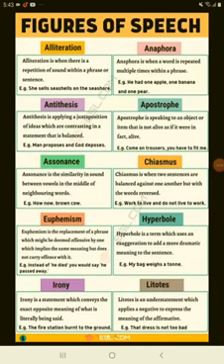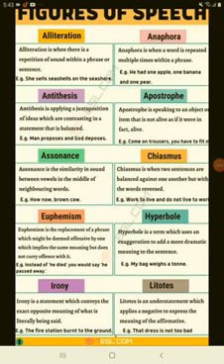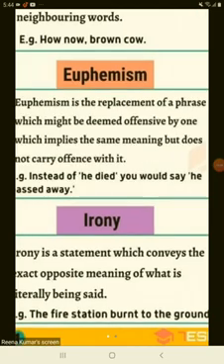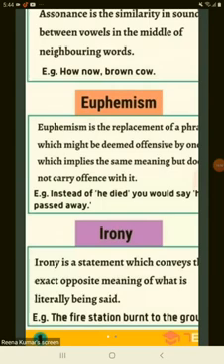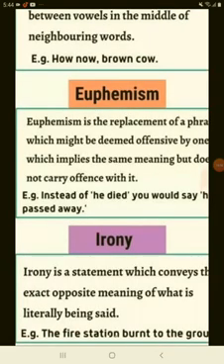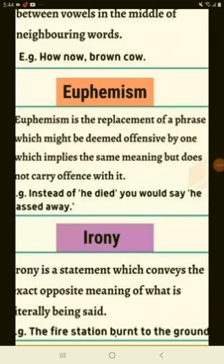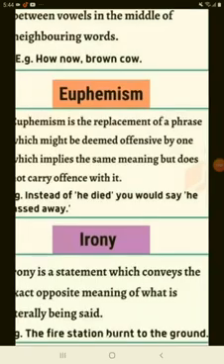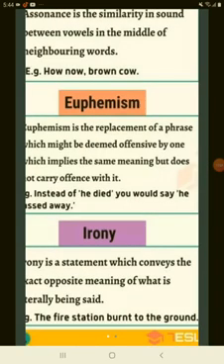So now let us look at irony. Irony is a statement that says the opposite of what is literally being said. That means whatever is happening is being turned around. So whatever you're talking about has been totally changed. So, the fire station burnt to the ground. The fire station itself is burnt to the ground. So it's very ironical that such a thing has taken place.